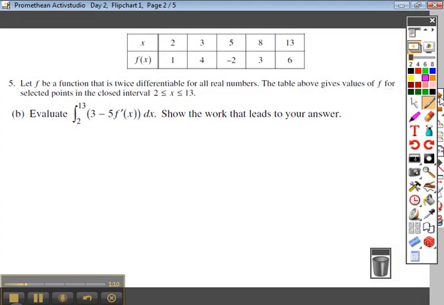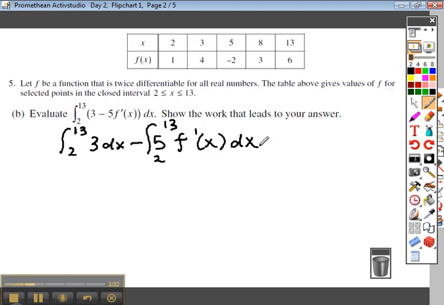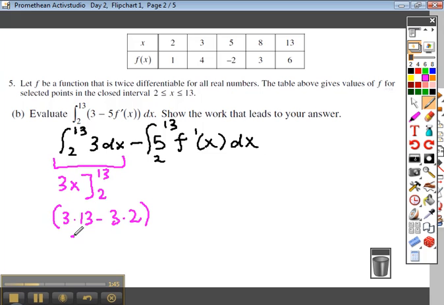If we look at the next question, we have to evaluate this integral. On the outset it looks kind of complicated, but if we split it up, the integral from 2 to 13 of 3 dx minus, and I can pull the 5 out of the integral if you want, or I can leave it in. Let's just leave it in. The integral from 2 to 13 of 5 times f prime of x dx. If you look carefully, this is easy enough. This is just 3x evaluated from 2 to 13. If you plug in 3 times 13 minus 3 times 2, that's 39 minus 6.